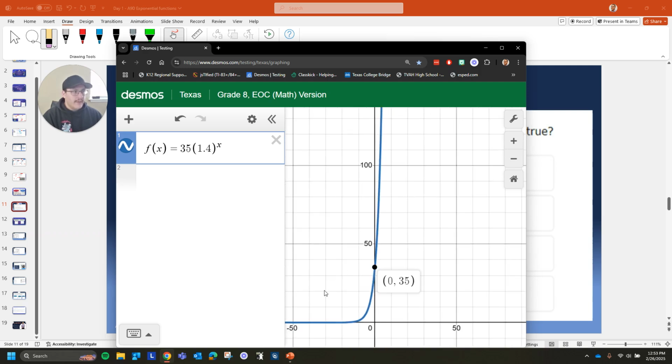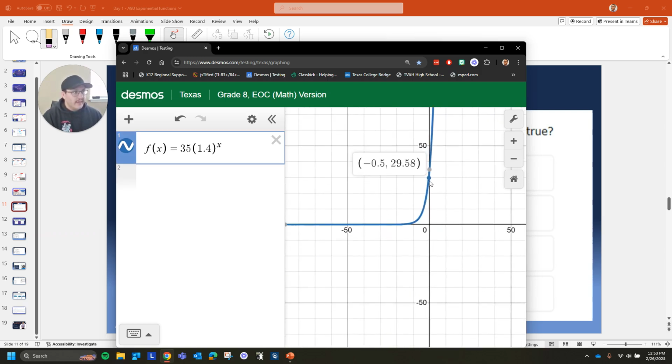0, 35, that's the starting position, the y-intercept. We know also that the horizontal asymptote, as we click and drag this point all the way to the left, notice how it goes to 0. Remember, this is a line that it never touches, so it's never going to actually reach 0. It's just constantly hovering over that line, but never actually touches it. So the horizontal asymptote is y equals 0.